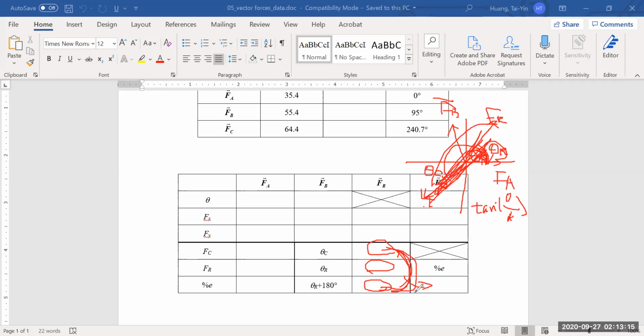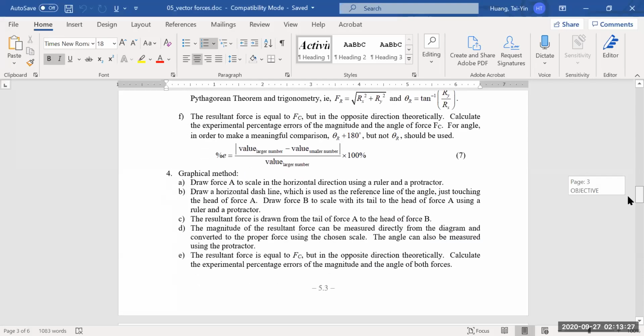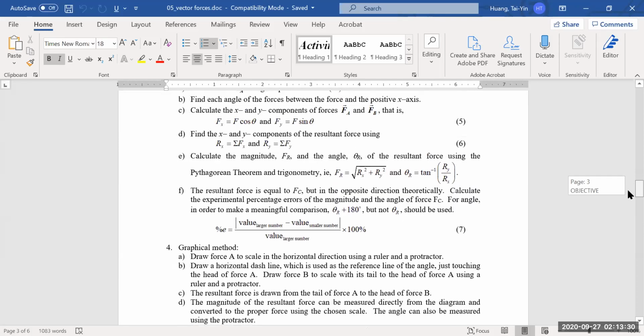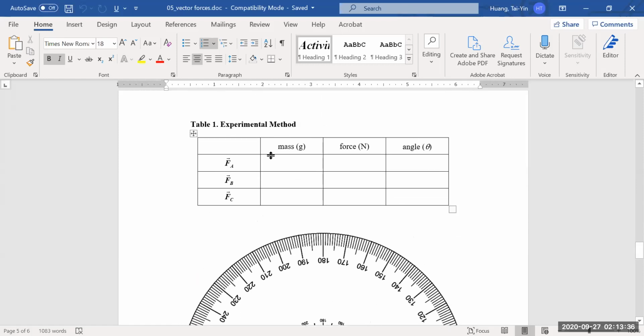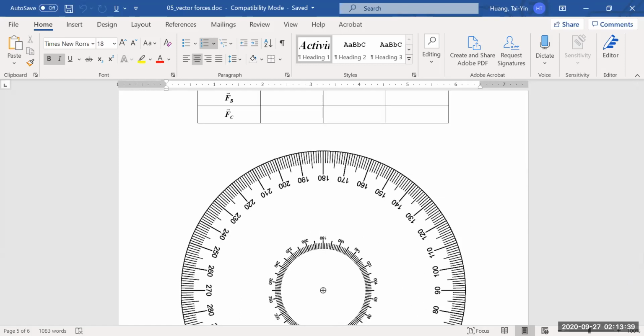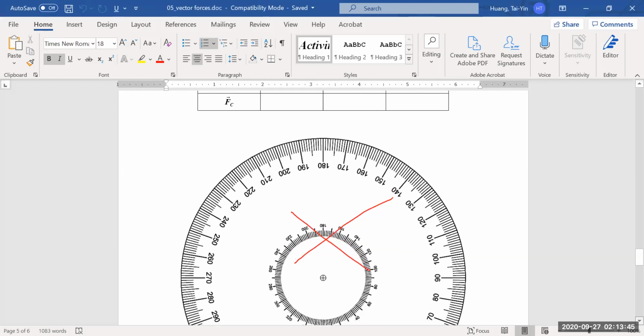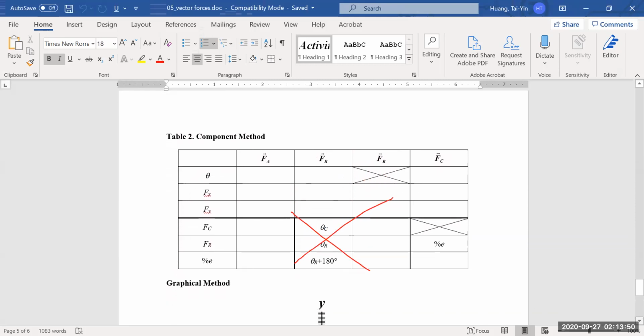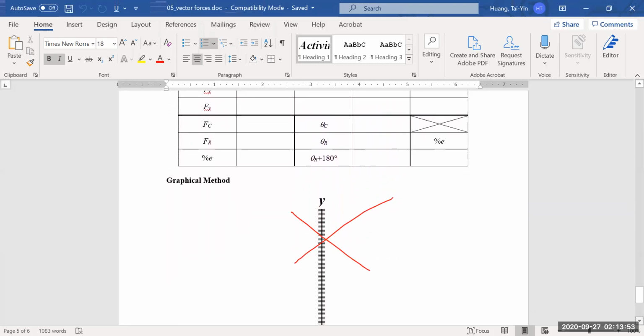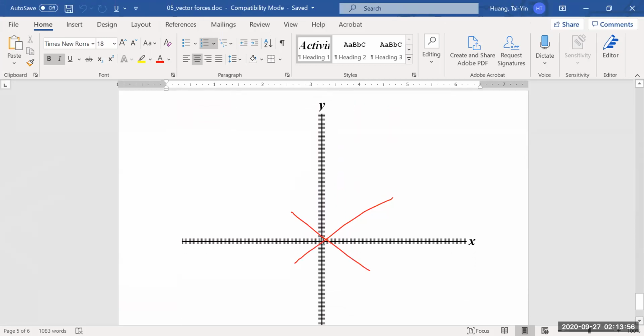Okay, so that is basically what you want to do for this week's lab. It's pretty straightforward, very easy. You just follow the steps in the analysis. And as I mentioned, you just do this part. You don't do this part, okay? And then you process. You do all the calculation listed in table 2. You don't have to do the graphical method. So this part, you don't have to do that as well.